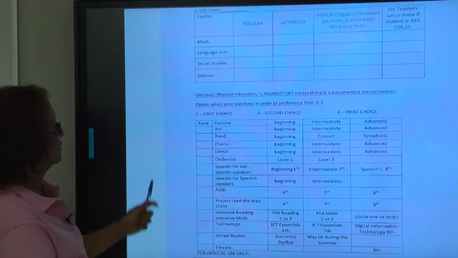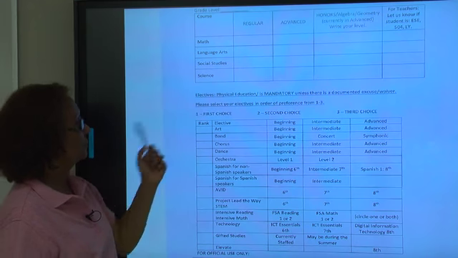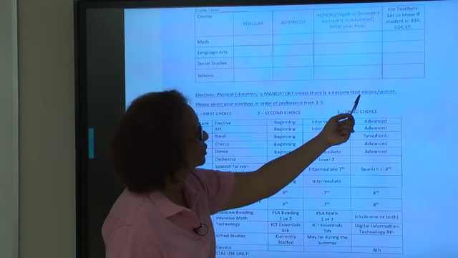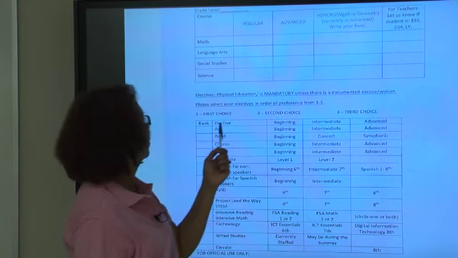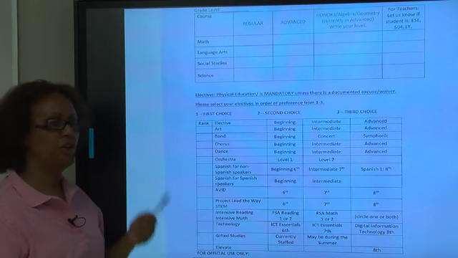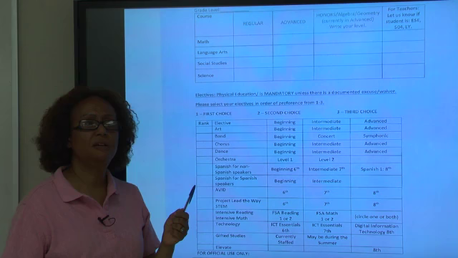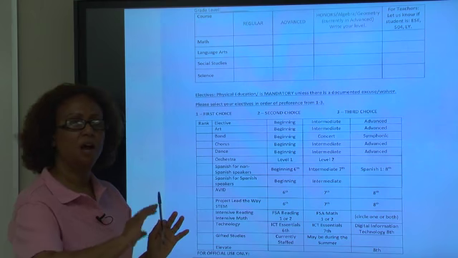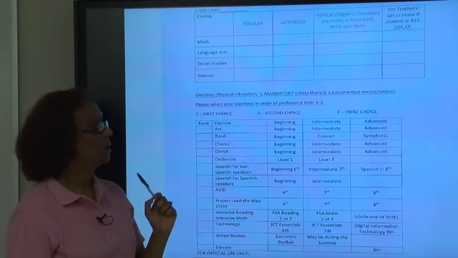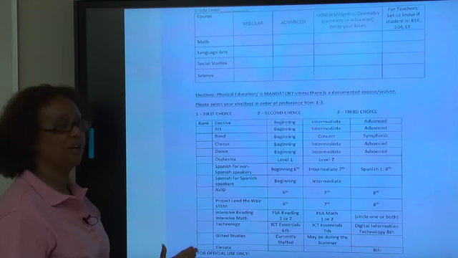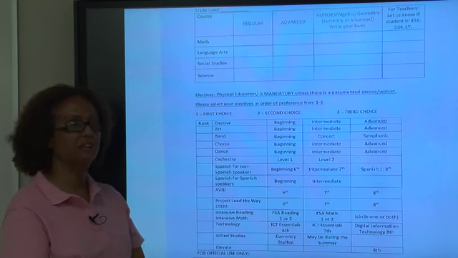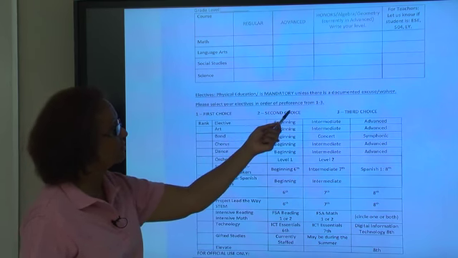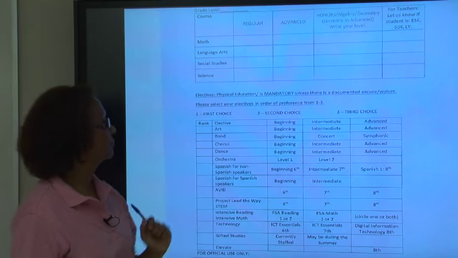This one says electives. Physical education is mandatory unless there is a document, excuse, or a waiver in order for you not to have PE. So if you don't have a problem that prevents you from taking PE, all of you are going to have PE. PE is not listed here, so you won't have a choice because it will be given to you.